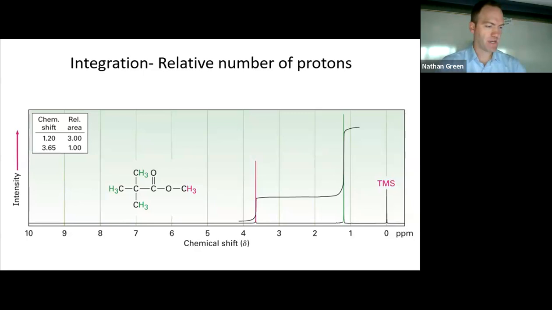Well, look what happened to my signals. My signal in red is shorter, and my signal in green is taller. That is called the integration. Integration is calculus for area under the curve. That is, the height of this peak is indicative of how many protons are in that peak.